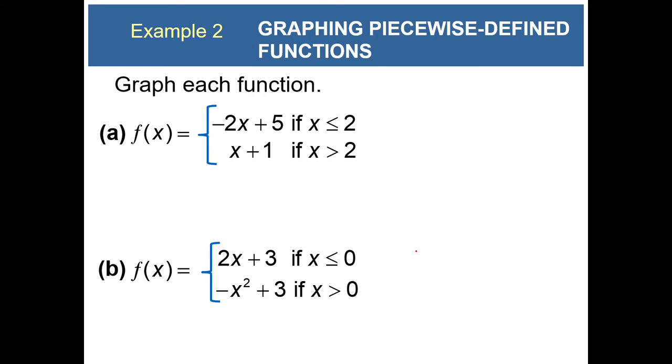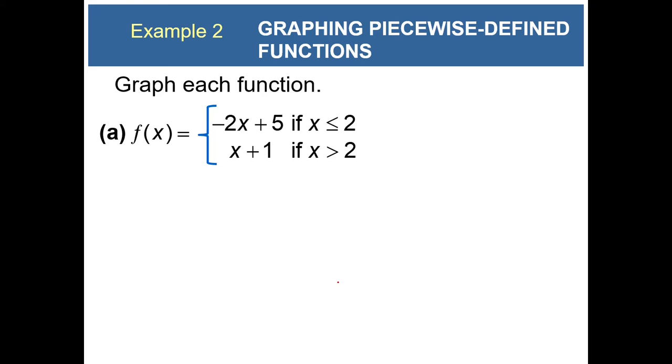Example 2, we're going to graph a piecewise function defined as negative 2x plus 5 if x is less than or equal to 2, and x plus 1 if x is greater than 2. We'll try part A first.